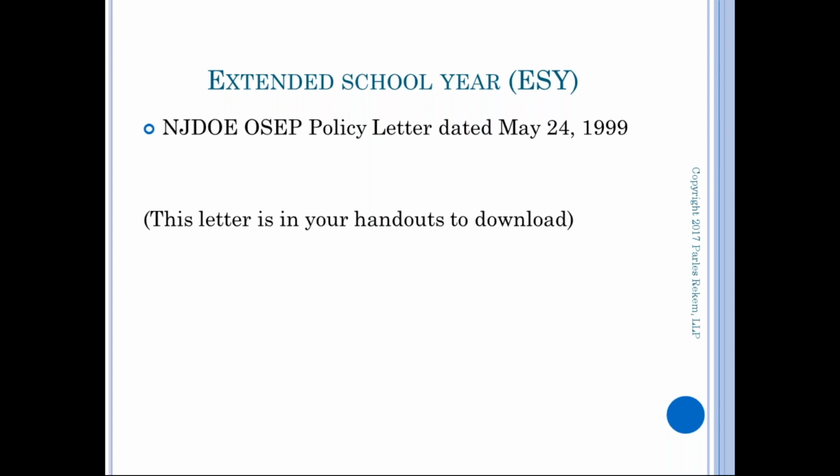There is a really great policy letter given out by the New Jersey Department of Education. It's dated May 24th, 1999, but it's still really good, and it's a 4-page document. It's a great thing to have when you're at an IEP meeting and it's time to talk about extended school year. It goes through the criteria and all the different factors that a team should really be looking at. And it's just a helpful handout for you. So that's in your download area.